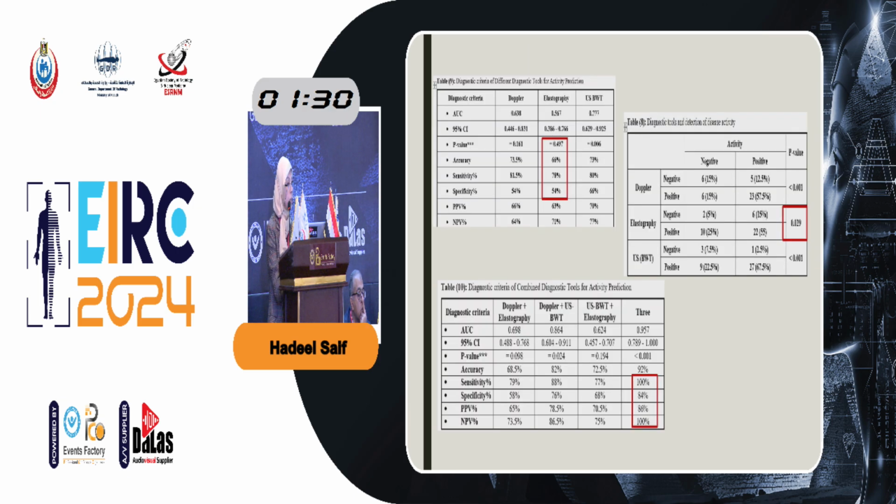And you will be surprised to know that the indices of the elastography, compared to the Doppler study and the bowel wall thickening, give much less sensitive data in detection of the disease activity. But if we combine all three figures together, it will give very important and more sensitive indices for detection of the disease activity or the activity prediction.